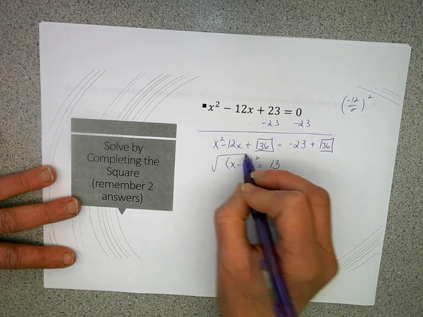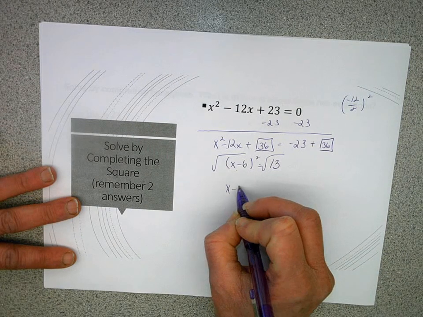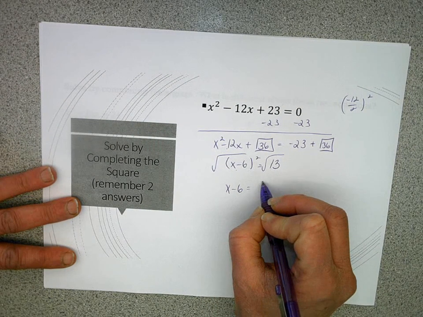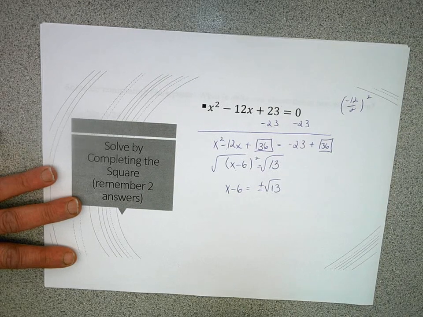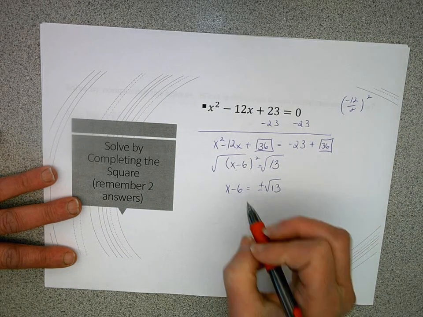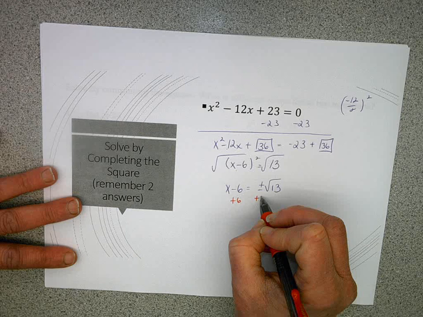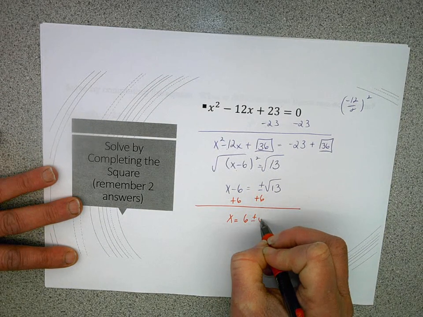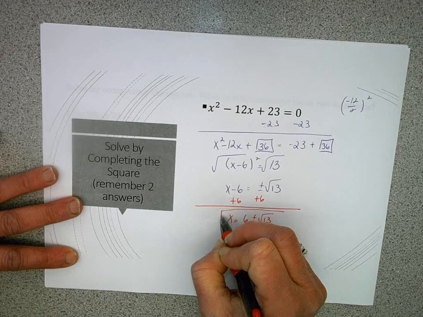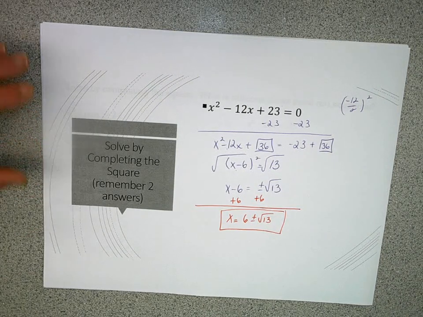Take the square root of both sides. Now, the difference between this one and the last one is 13 is a prime number. I cannot take the square root, but I have to be plus or minus. And then the last thing is to solve for x. We'd add 6. And it's better if you can write the 6 in front and the radical in the back. You'll see when we get farther on in this chapter. Two answers because it's plus or minus.